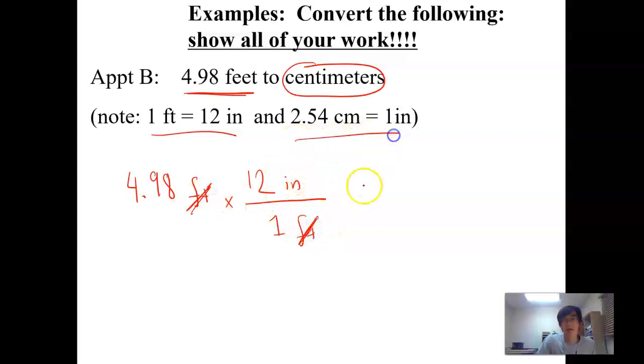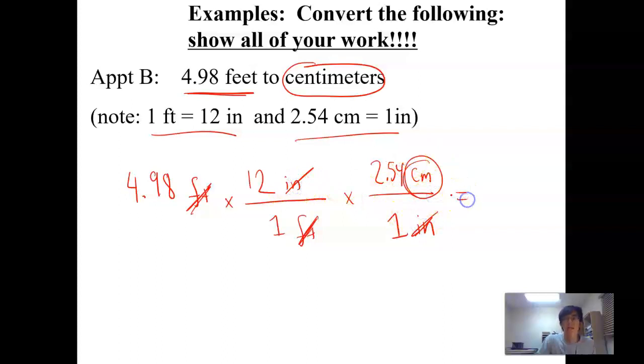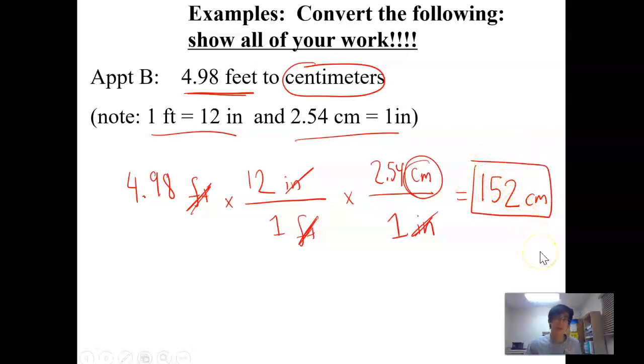Now I'm going to use this equivalent statement. I want to get rid of inches, so I'm going to put that on the bottom. For every 1 inch, I have 2.54 centimeters. I am looking for centimeters, so that should be on top. So inches and inches cancel out diagonally, and I'm left with centimeters. Once again, I'm going to multiply everything across: 498 times 12 times 2.54, divided by 1 because that's in the denominator. And I get 152 centimeters.